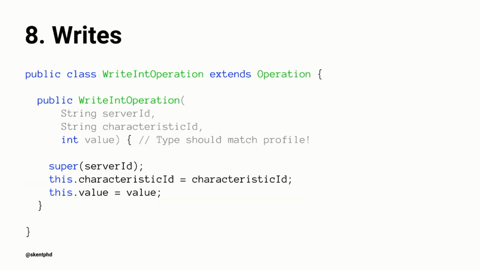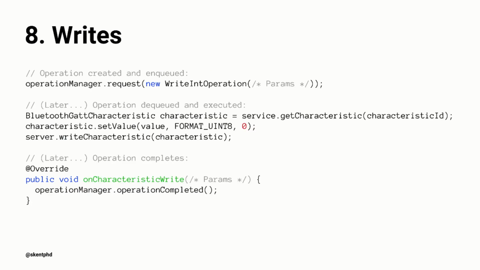If I want to do a write, very similar structure. The only difference is that I also have to add the value that I would like to write to this operation so that I know which value to send to the server. And again, slightly more verbose, but very similar structure. I request a write int operation. At some point later, I'm told it is now time to perform that operation. I retrieve the appropriate characteristic using its ID. I set the value on it, and then I write it back to the server. And then I will receive a notification that the characteristic was successfully written. And again, always tell the manager that the operation completed.